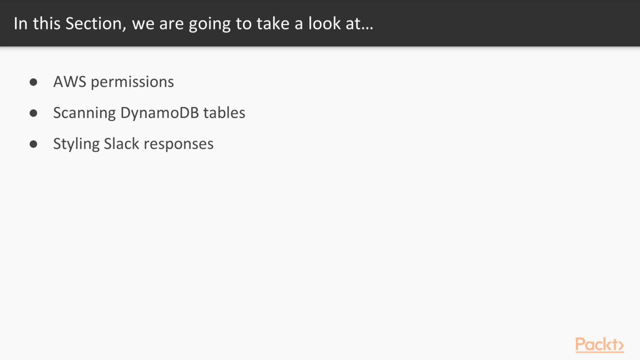Then we are going to learn how to scan DynamoDB tables, meaning that you will be able to find things in the table, not only by ID, but by other parameters. And then we will learn how to style our Slack response messages that we are sending back. As you saw, when we are getting a task, you just get a JSON and it looks pretty ugly. So we can style that up.